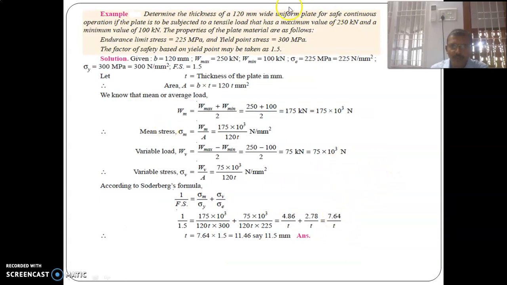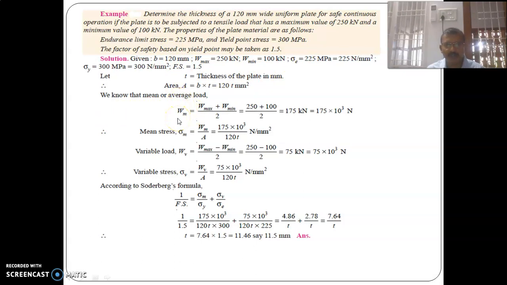Now we will solve a problem using the Soderberg formula. Determine the thickness of a 120 mm wide uniform plate for safe continuous operation. The plate is subjected to a tensile load with a maximum value of 250 kN and a minimum value of 100 kN. Sigma minus 1 equals 225 megapascal, and sigma y is 300 megapascal. Factor of safety is taken as 1.5.